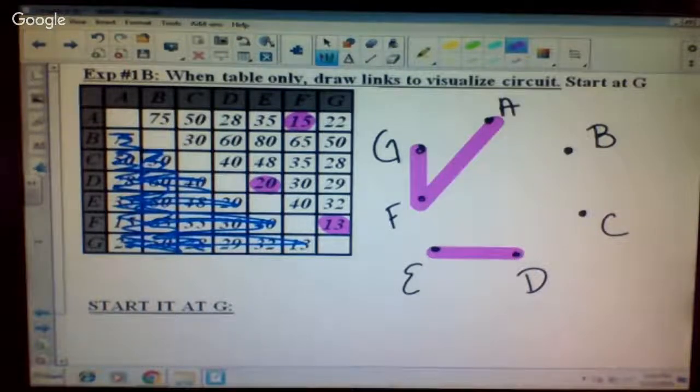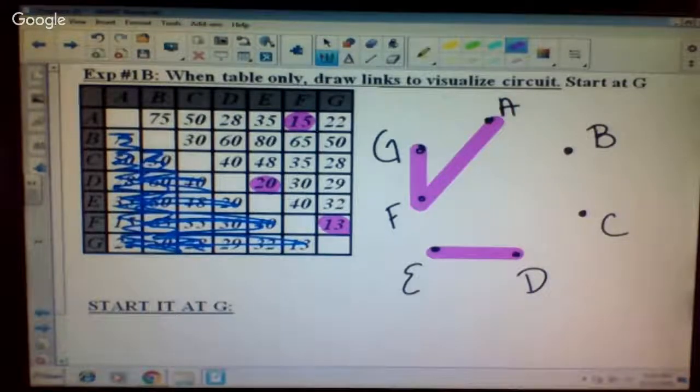This is why I like to draw the picture itself too and connect the dots, because you visually just saw I cannot use F anymore. A to D. You said, what's my next smallest number? It is 22, but you can't use it, so it's 28.